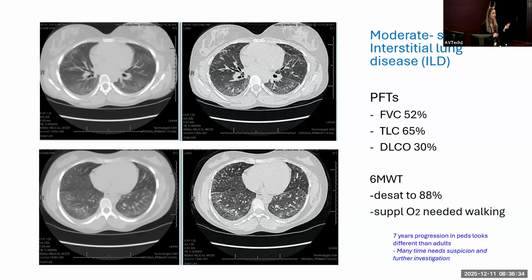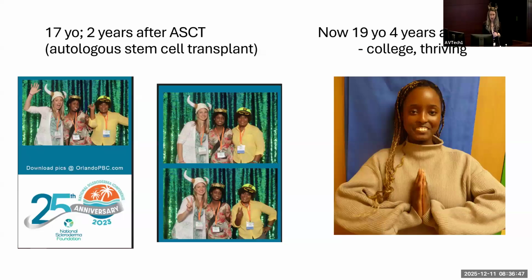So that's 7 years of progression. But I feel like there's just this large gap, right? That she really didn't show up to the rheumatologist down in Florida until some things progressed. And then, you know, by the time she was seen, she had pretty established interstitial lung disease.